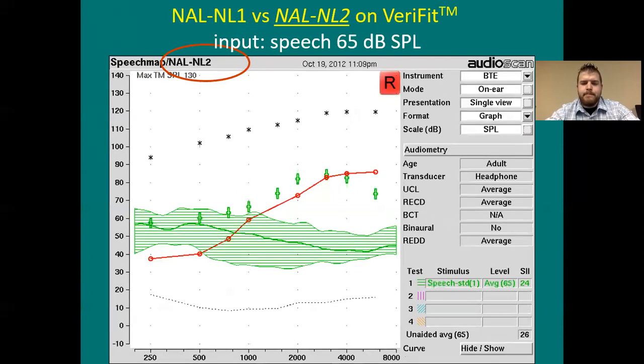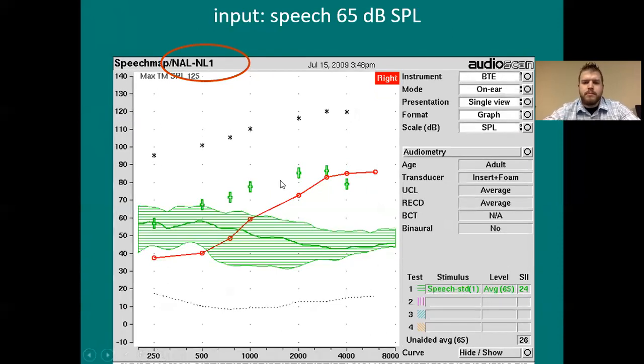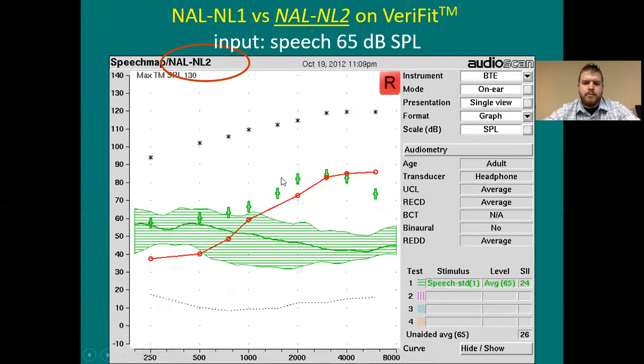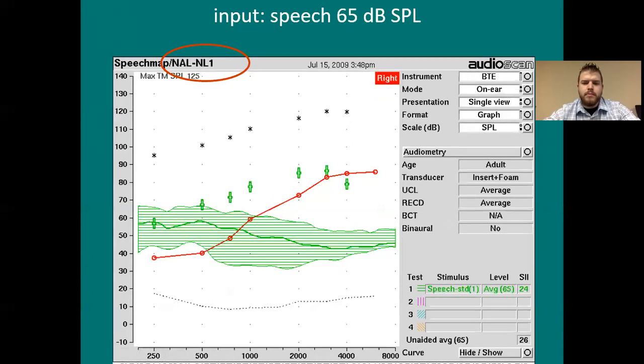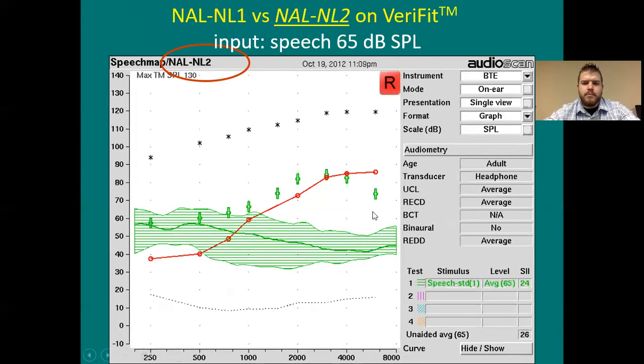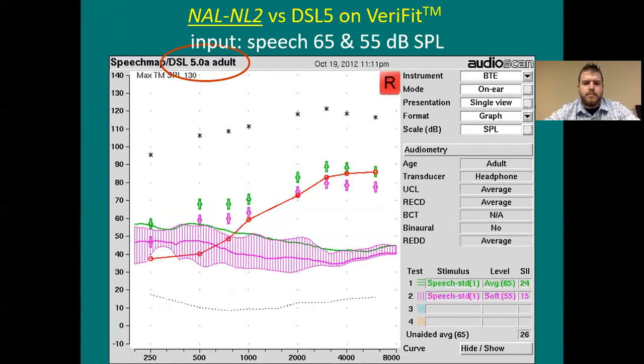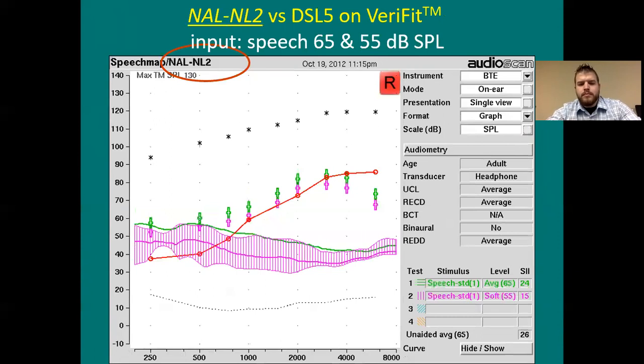Here's NAL2. NAL1, NAL2. I forgot to put a little hatch mark here for some reason. I don't know why, but NAL2, NAL1. So NAL2 does give another target way out here. And notice how that's even below threshold. I guess they're assuming, well, if this mean here is touching this, then at least some of this will be at threshold, I suppose. But DSL-5 for adult for soft inputs, purple. NAL2 for soft inputs, purple.